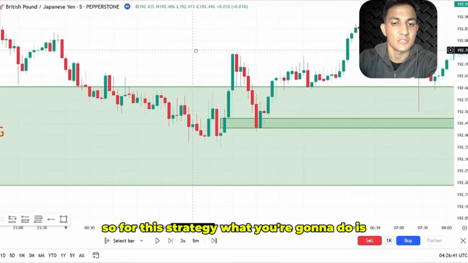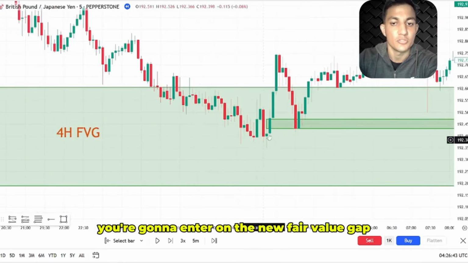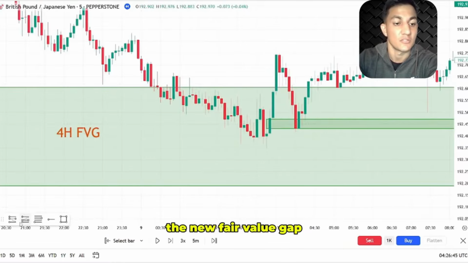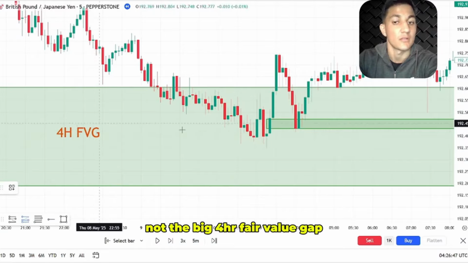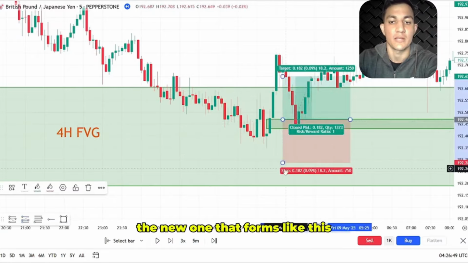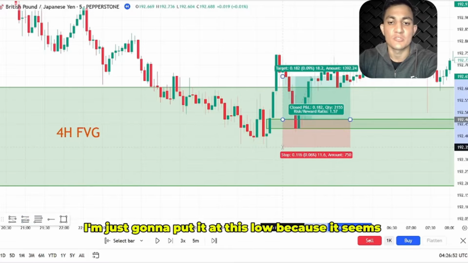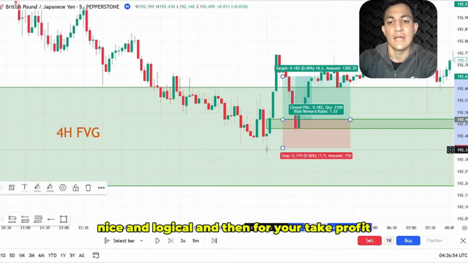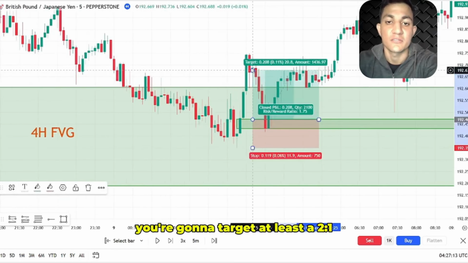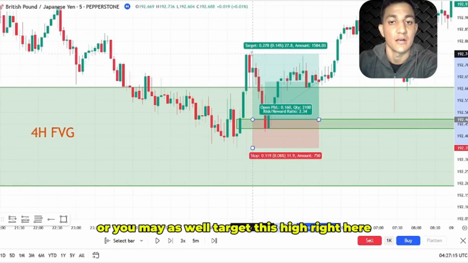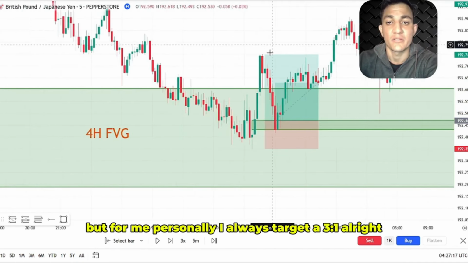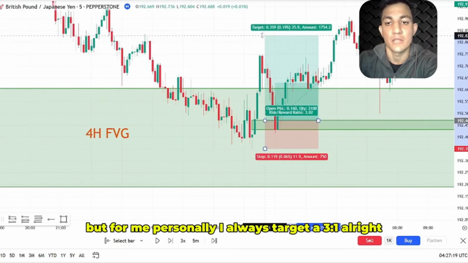So for this strategy, what you're going to do is enter on the new fair value gap that forms, not the big 4-hour fair value gap, the new one that forms like this. And then for your stop loss, I'm just going to put it at this low because it seems nice and logical. And then for your take profit, you're going to target at least a 2-to-1, or you may as well target this high right here. But for me personally, I always target a 3-to-1.